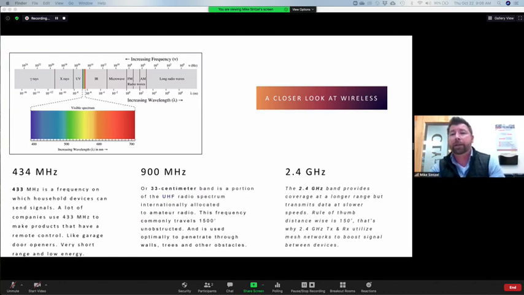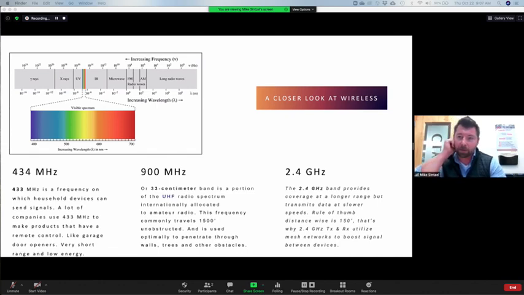A closer look at wireless shows that we have three main frequencies that we work off here. There's 434, there's 900 megahertz, and there's 2.4 gigahertz. And I've added a frequency list there at the top left to tell you where we are in the wavelengths. 434 is common. It's been used forever. It's very low power, and it's like a garage door opener.